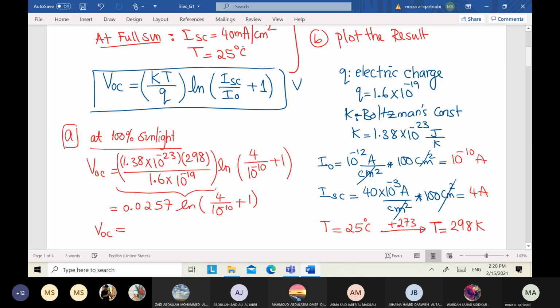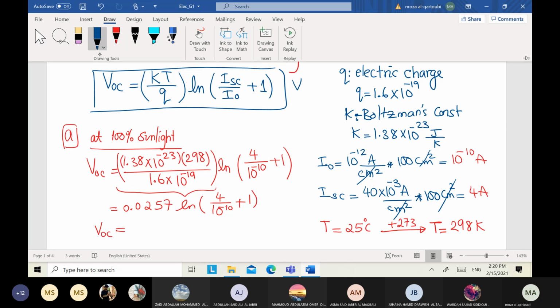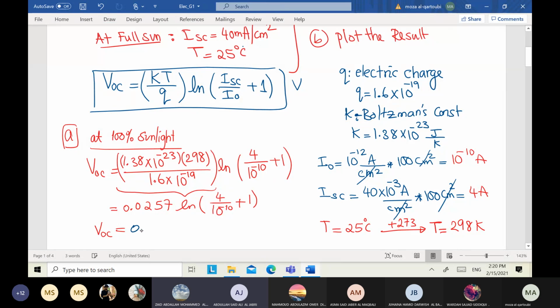Find V open circuit. 0.6274 volt. This is the output voltage, the open circuit voltage, at full sunlight. Again, we need to find this value, but now at 50% of sunlight.